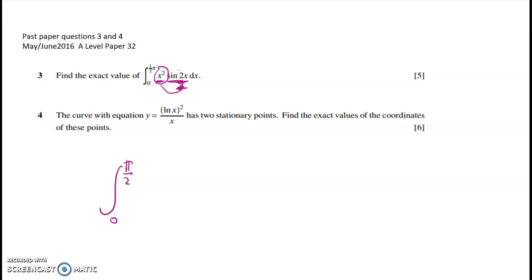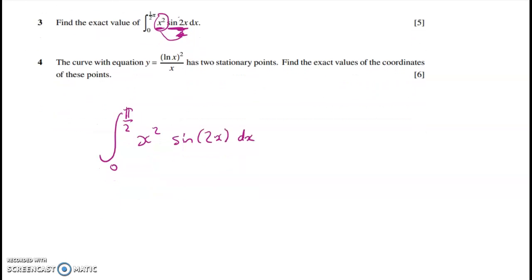So it's the integral from pi on 2 to 0 of x squared times sine of 2x dx. Now we have to choose which bit are we going to leave or differentiate, and which bit are we going to integrate. Well, they're both pretty easy to integrate, but when we differentiate, this will get simpler. So this is the bit that we're going to leave or differentiate, and this is the bit that we're going to integrate.